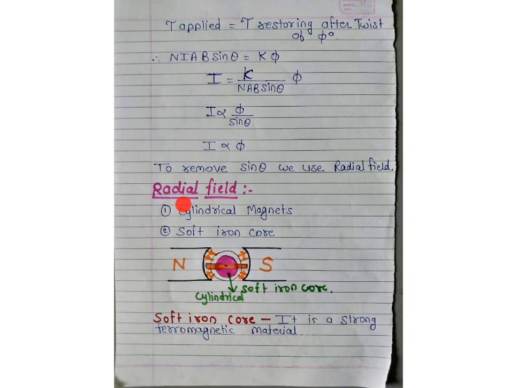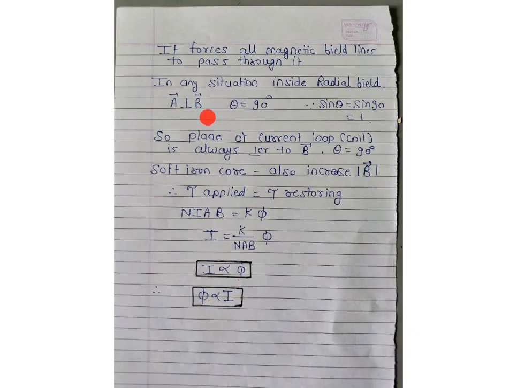Therefore, in this moving coil galvanometer, we use the radial field so that the angle between A and B is 90 degrees. Therefore, sin theta is equal to 1. So, the plane of the current loop is always parallel to vector B, that is, theta is equal to 90 degrees. Also, the soft iron core increases the magnetic field B.